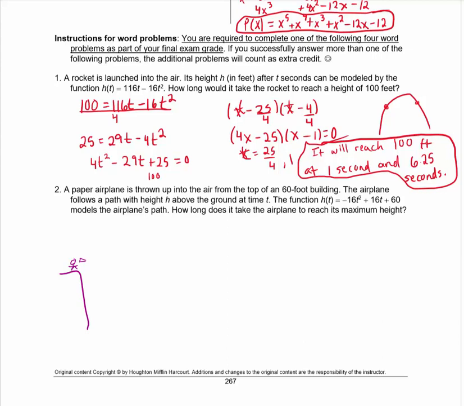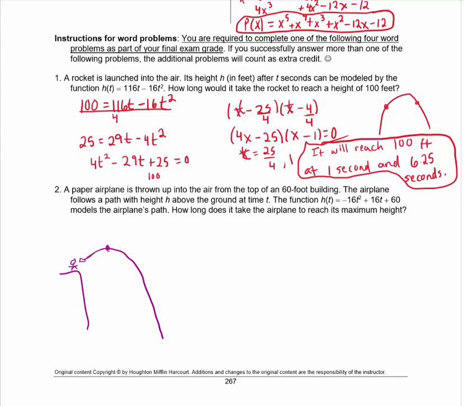Function models the airplane's path. How long does it take the airplane to reach its maximum height? So what's happening is that you're throwing it up, and then gravity takes over at some point and makes it start to fall back down. So what is the maximum height? And that's also known as the vertex of our parabola.